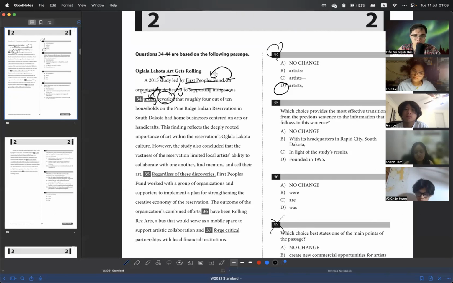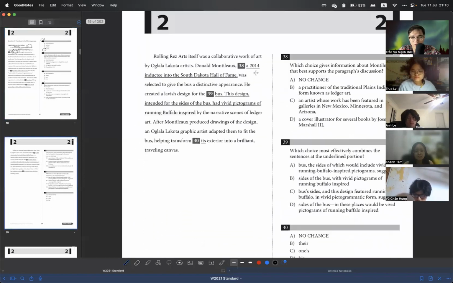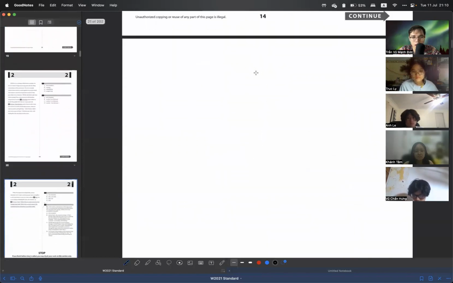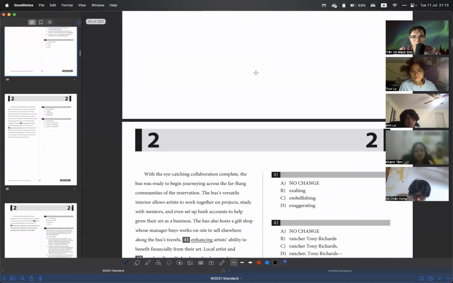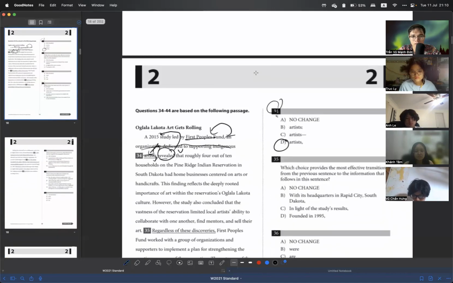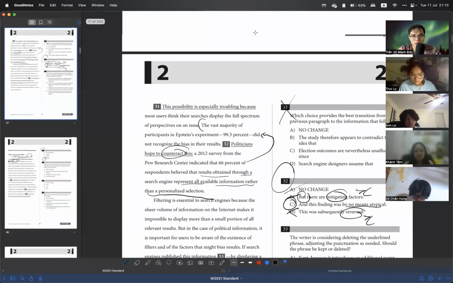in English in general. So in this case, you can just cross out an organization dedicated to supporting indigenous artists. You can see that a 2015 study led by First Peoples Fund revealed that roughly 4 out of 10 households on the Pine Ridge Indian Reservation, you see, it makes total sense and it is very coherent. It sounds very good, right? It sounds very concise. So that's basically it. That's all the questions I wanted to cover; the latter part is very much just repetition of the first part. Yeah, that's pretty much it.